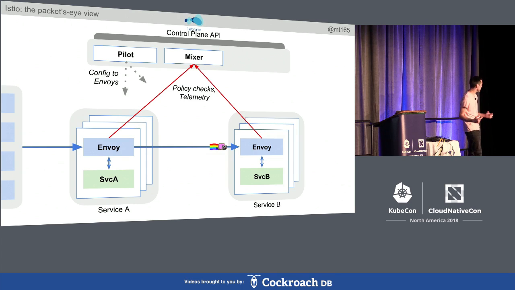So yeah, things like ACLs, things like RBAC, service to service RBAC, if that changes, you don't want to wait for Pilot to recompute it and push it out. You want to make that decision right now. So those requests go to Mixer as well.